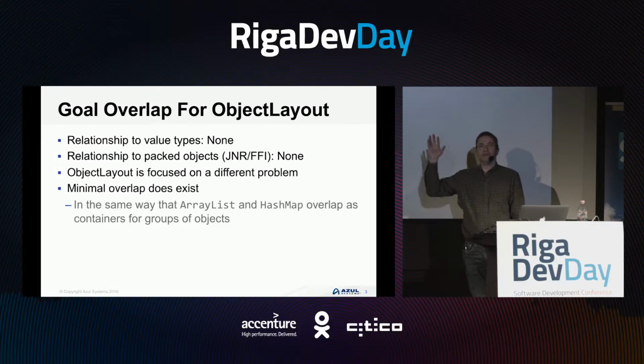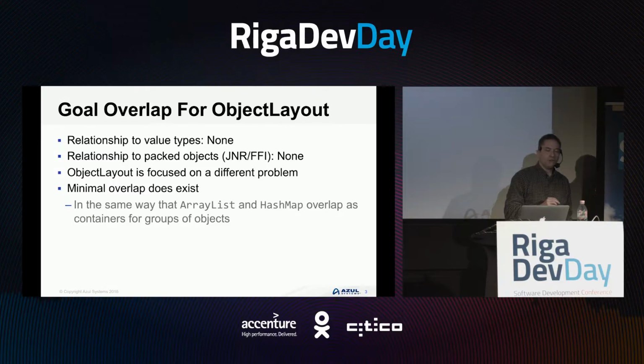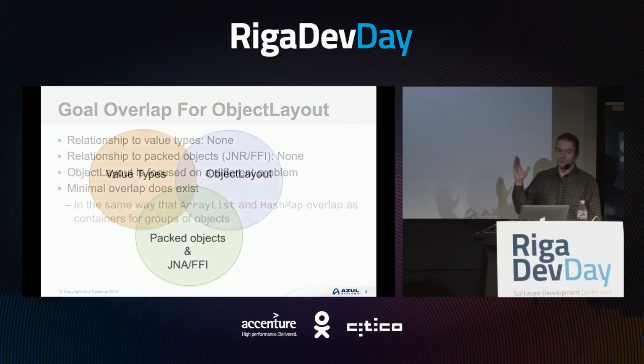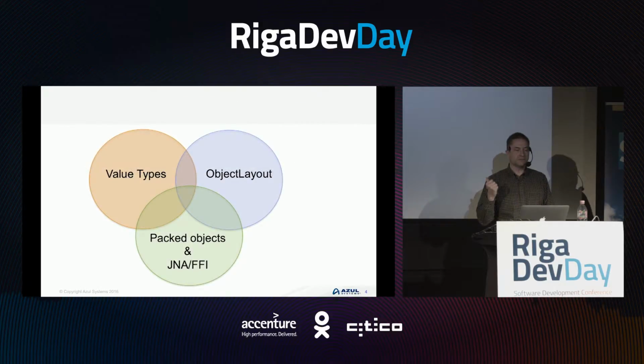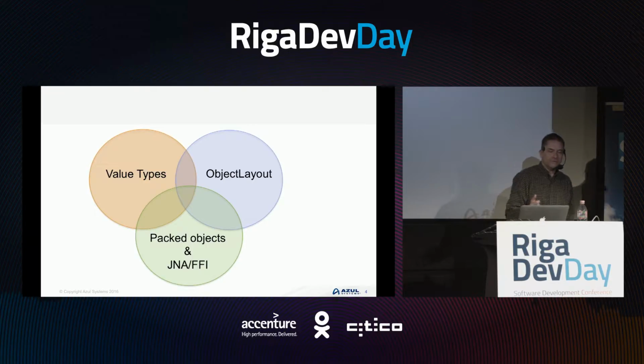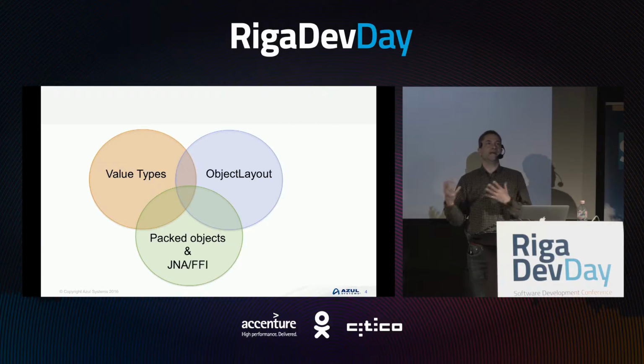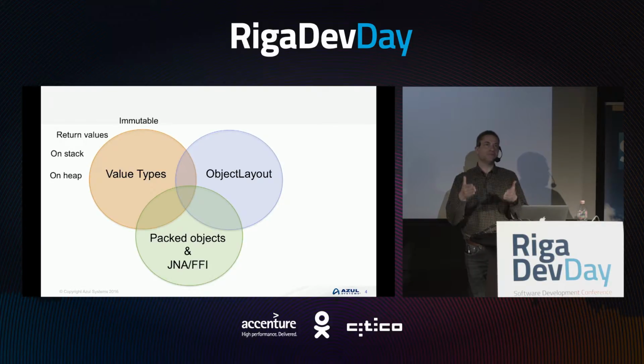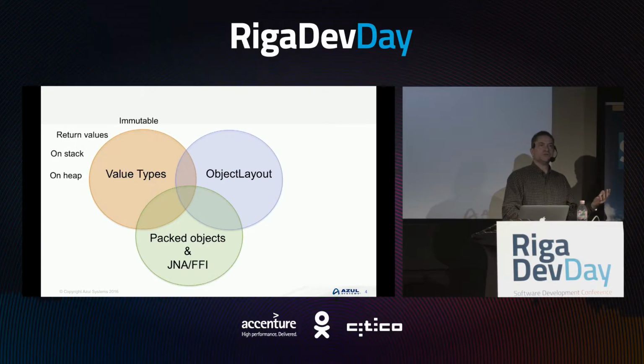If we look at a nice Venn diagram of these three projects, you've got object layout, you've got value types, packed objects. The qualities, properties of value types is that they are immutable. They are values, so they don't change. You reference a value, it has a value, it doesn't change. You can use them for return values.